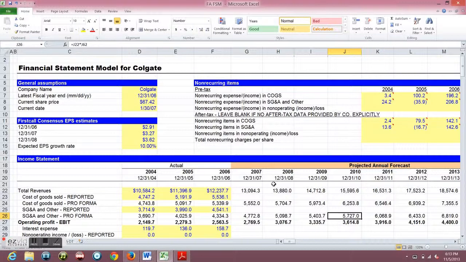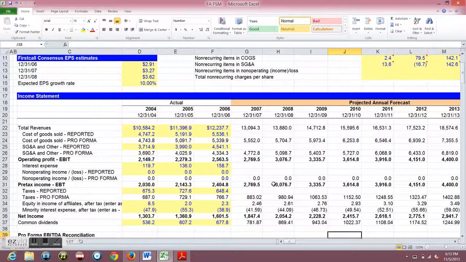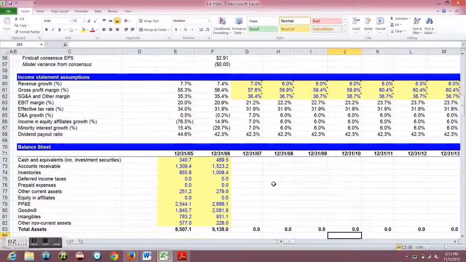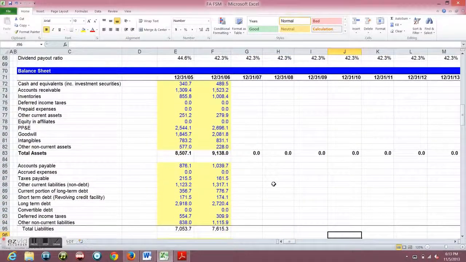So this concludes our income statement, and I hope you enjoyed it while it lasts, because now we're going to get into our balance sheet. Alright, well, see you later. Bye.